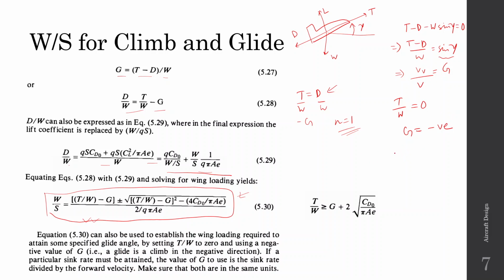We can also use this to find the wing loading for absolute ceiling and service ceiling. So in that case, we substitute G equal to 0. Now from here also you can find a relationship. Okay, the term inside the square root has to be positive. So you get this condition that the thrust to weight ratio is greater than or equal to the climb gradient plus 2 root CD naught by pi aspect ratio E. So here you will see that G is sine gamma.